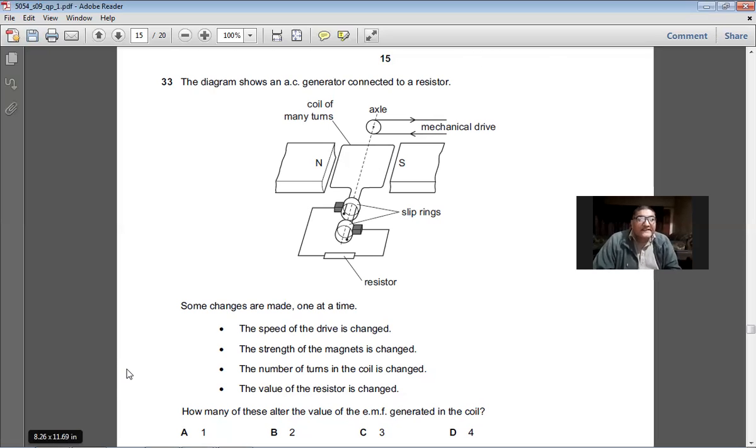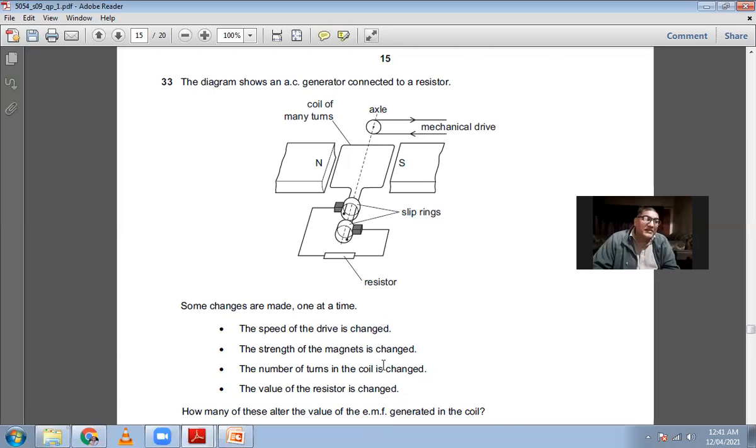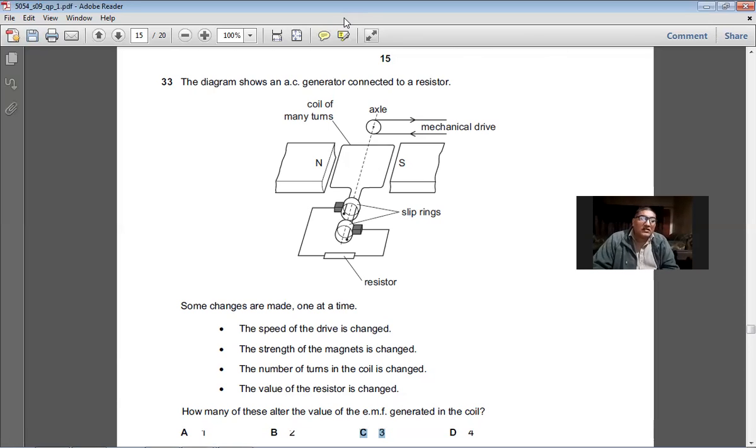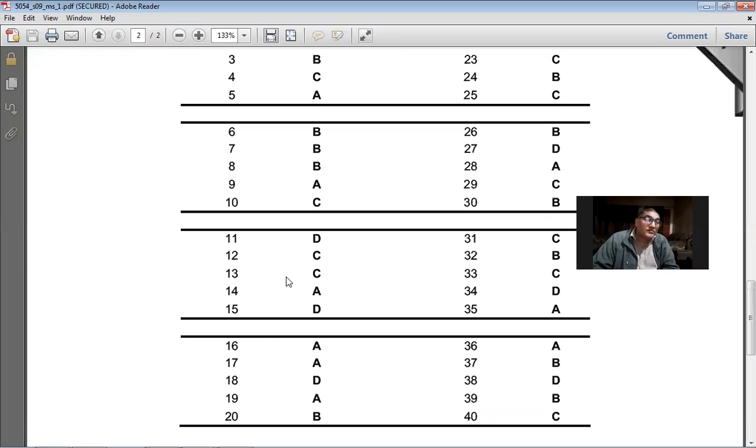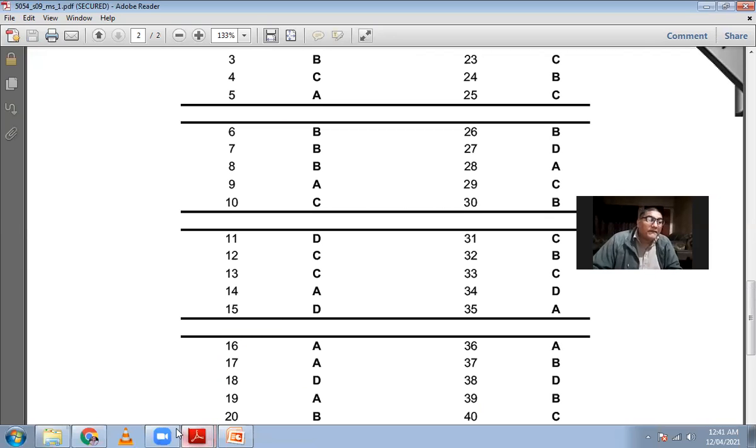Speed, yes. Strength of the magnets, yes. The number of turns in the coil, that is also true. The value of the resistance change, I don't know that. So I think 3. C is the best option. Question number 33, C is the right option.